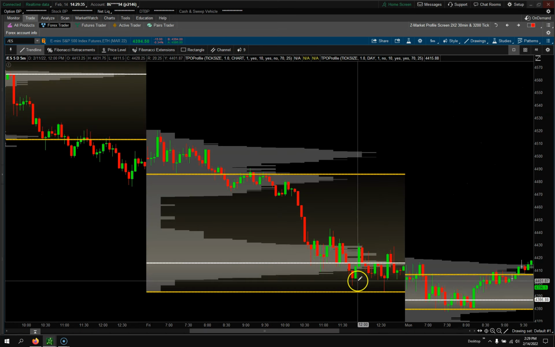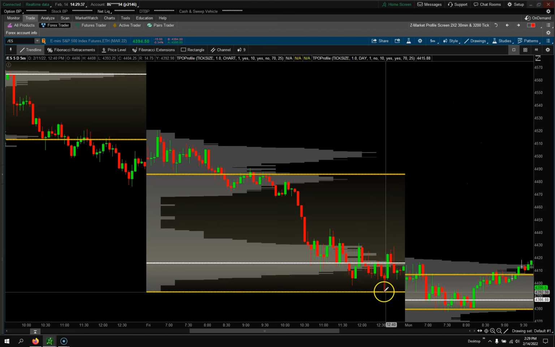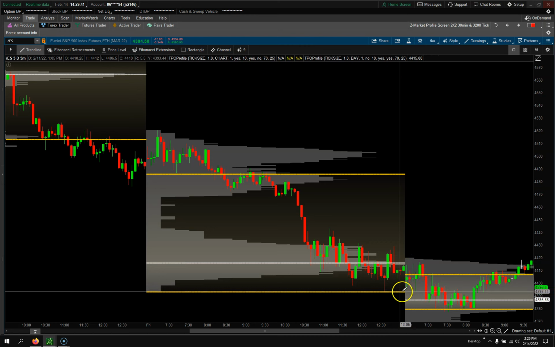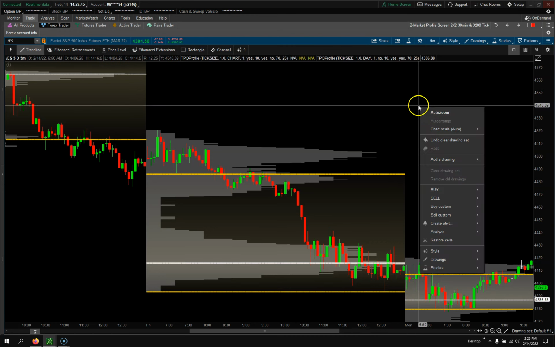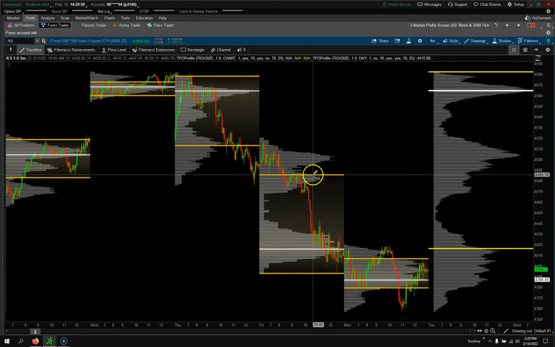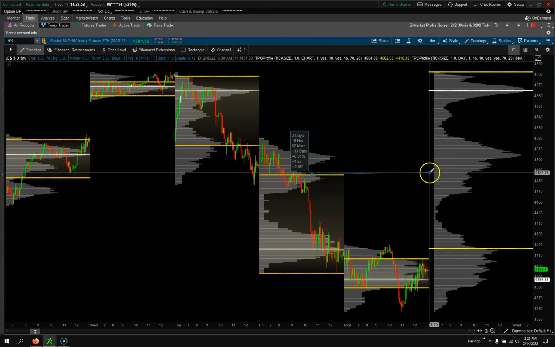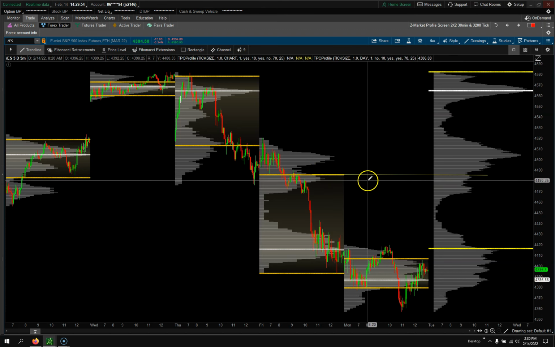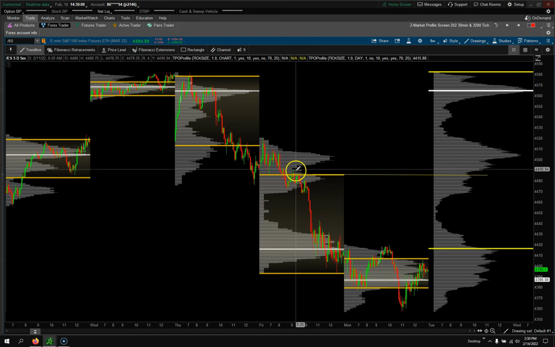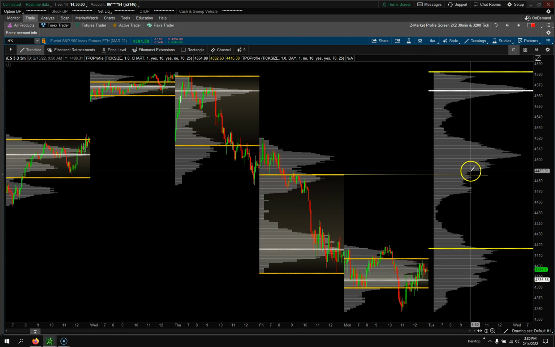Here's a really good example. So we made the low here. We close the day. We open the next day and price sells off and goes right to the value area low and then bounces. Okay. So on the way up, I would definitely be watching this level for a potential resistance, because I also see a high volume node here with a low volume node here.